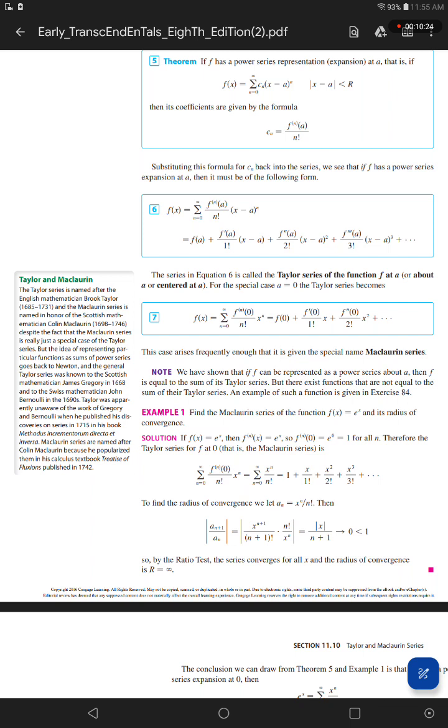Note, we have shown that if f can be represented as a power series about a, then f is equal to the sum of its Taylor series, but there exist functions that are not equal to the sum of their Taylor series. An example of such a function is given in exercise 84.